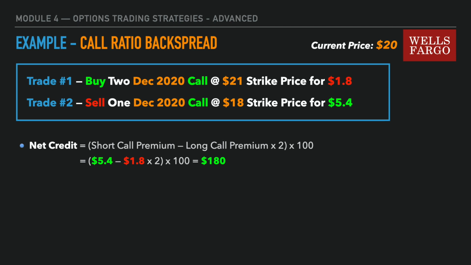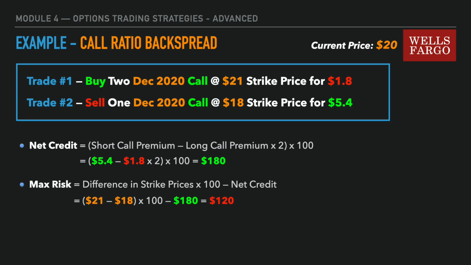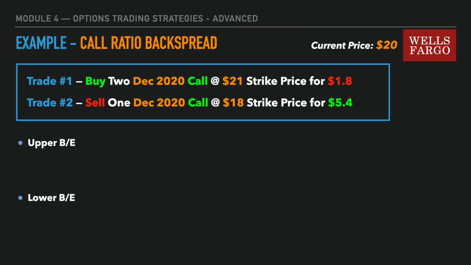But that doesn't mean you won't have any risk for this trade. Your maximum risk is the difference of those two strike prices multiplied by 100 and minus the net credit. After the calculation, we can get the maximum risk for this trade is $120. Your maximum reward will be unlimited to the upside. You will have two break-even prices for this trade.